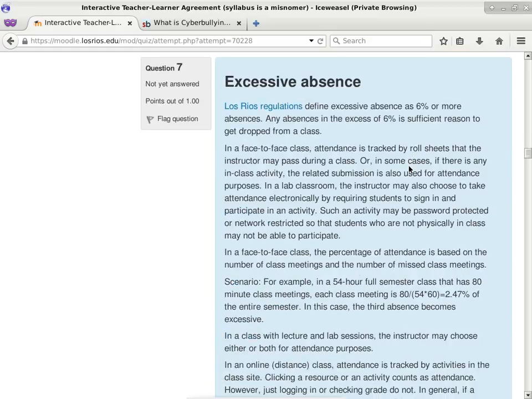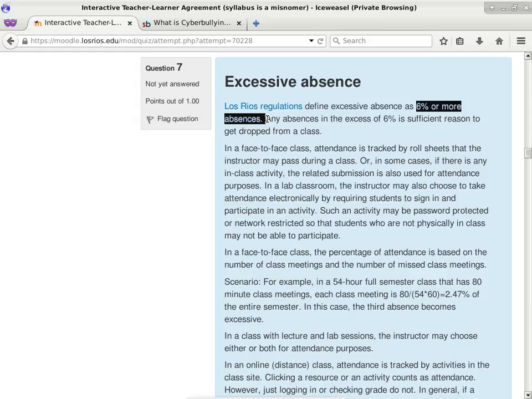Moving on, excessive absence. Oh, well, this is actually pretty easy. Excessive absence is 6% or more absences. That's it, okay? We meet twice a week, and this is a 16-week semester. So that means, basically, the third unexcused absence is excessive, okay? You can be absent twice throughout the entire semester for no apparent reason, okay? They don't have to be excused, but the third one is going to be excessive.